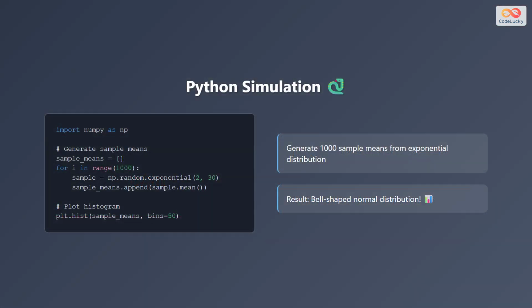Let's look at a simple Python simulation to visualize the Central Limit Theorem. We start by importing the NumPy library as np. Then, we generate sample means by creating an empty list and then looping 1000 times, generating a sample from an exponential distribution with a scale parameter of 2 and a size of 30. We then append the mean of each sample to the sample means list. Finally, we plot a histogram of the sample means with 50 bins. The result is a bell-shaped normal distribution.